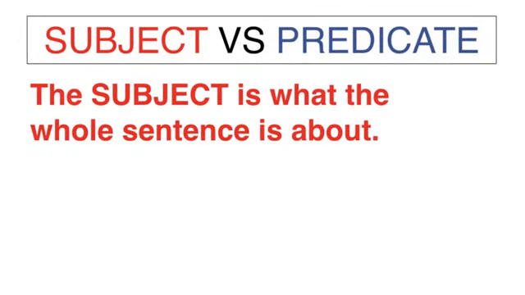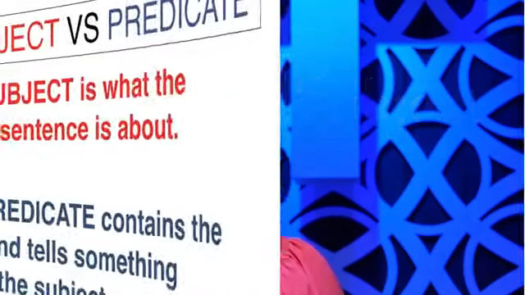Let's start with subjects and predicates. The subject of a sentence is what the whole sentence is about. Repeat this after me. The subject is what the whole sentence is about. I mean, it's the reason you have a sentence. Why is the sentence even written? That's the subject.